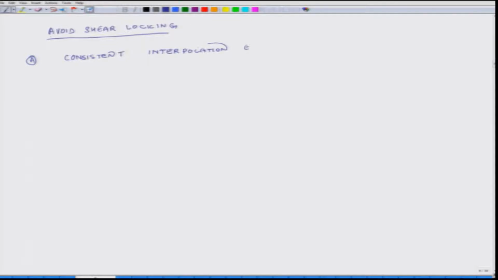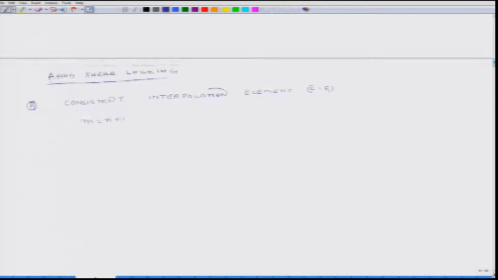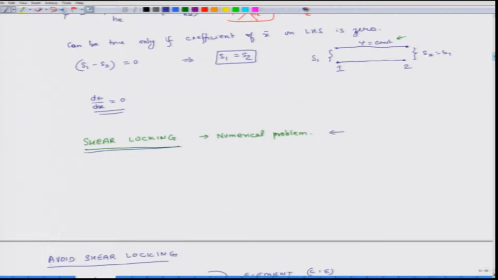element, CIE. So, in this case what we do is m equals n plus 1. If that is the case, then this mathematical locking which we saw earlier, this vanishes.